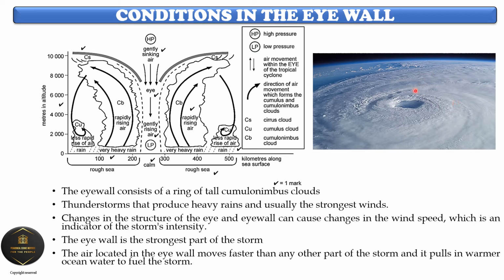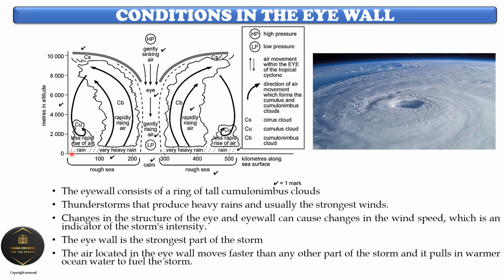If you look at the diagram on the side, you'll notice this is the eye, and you see that we have gently sinking air at the eye as air is moving from high pressure to low pressure. So this is the eye wall, and we have a specific type of cloud that will form at the eye wall, and you see we have the symbol CB there, which stands for cumulonimbus cloud. So we have rapidly rising air over there, which leads to rapid condensation and the formation of cumulonimbus clouds.